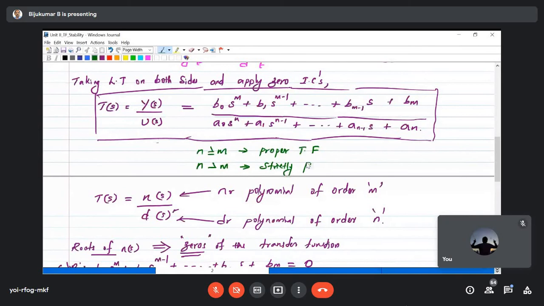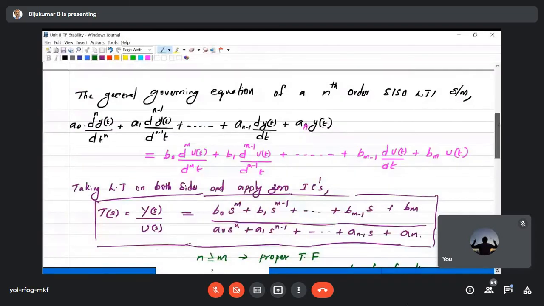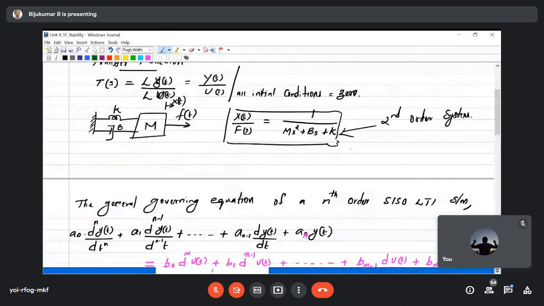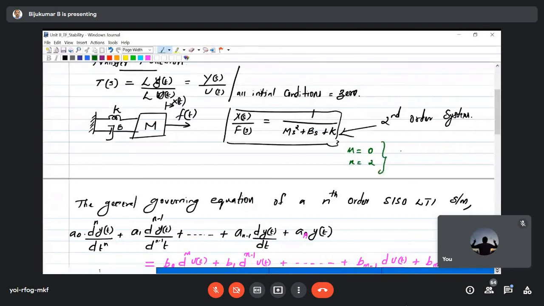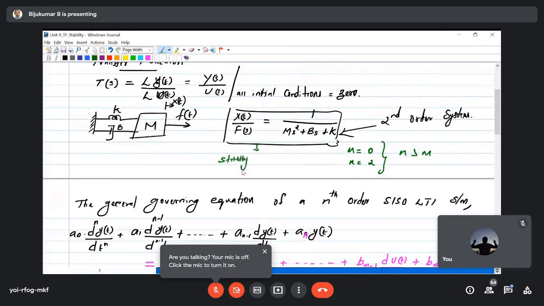Strictly proper transfer function. For a strictly proper transfer function, the order of the denominator should be higher than the order of the numerator. Right? So if you take this example, what is the order of the numerator? m equal to 0, but n equal to 2. That means n is greater than m. This is a strictly proper transfer function. Okay.